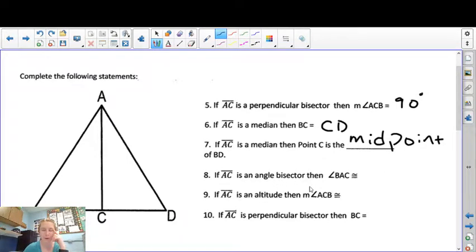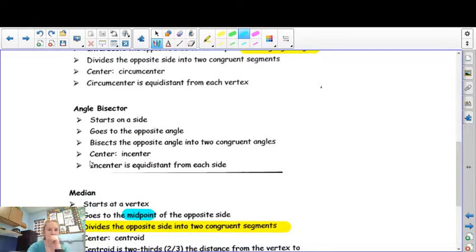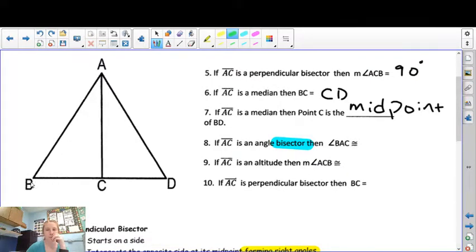If AC is an angle bisector, then angle BAC is congruent to what? What does the word bisector mean? We have seen this word. Two congruent angles. So BAC, DAC. We have to go in order, remember.